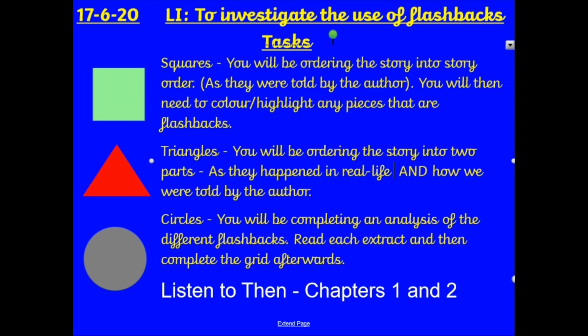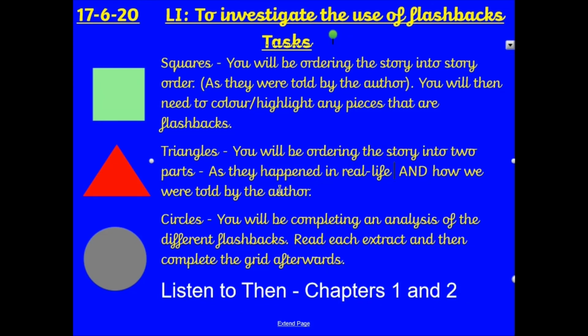Now, circles, you'll be completing an analysis of the different flashbacks and how it gives us more information and what it tells us. So read each extract and then complete the grid afterwards. Now, again, I'll be talking more about this and how to complete it in your morning Skype session, okay?